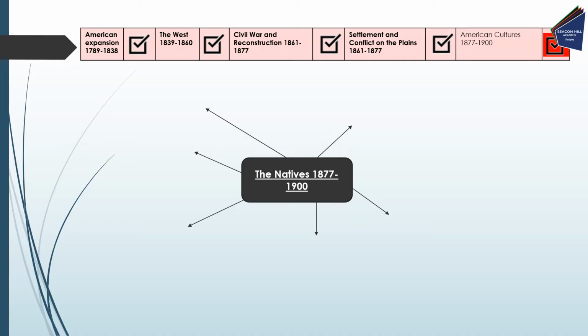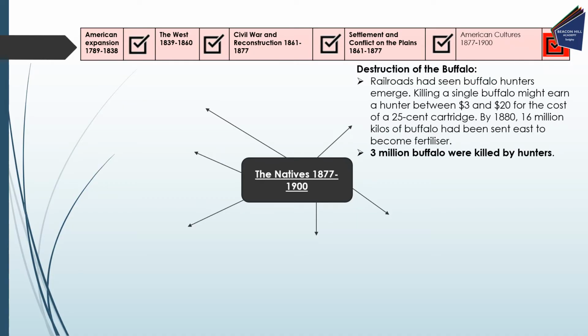So first of all, this is where we see the destruction of the buffalo on a huge scale. Railroads had seen the emergence of buffalo hunters, and killing a single buffalo could earn a hunter between $3 and $20 for the cost of just a 25-cent cartridge. By 1880, 16 million kilos of buffalo had been sent east to become fertilizer, and 3 million buffalo had been killed by hunters. So obviously we know that this impacts the lifestyle hugely of the Native Americans, and that would be good evidence to use in the exam.